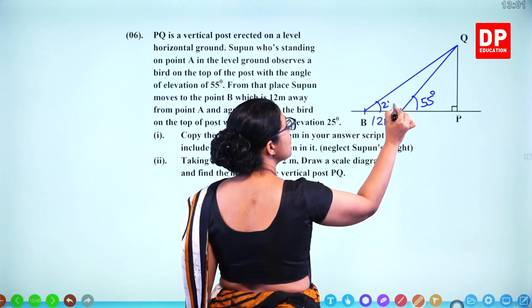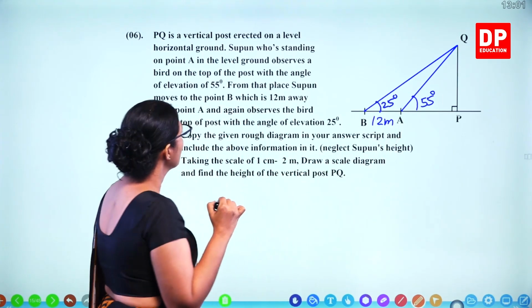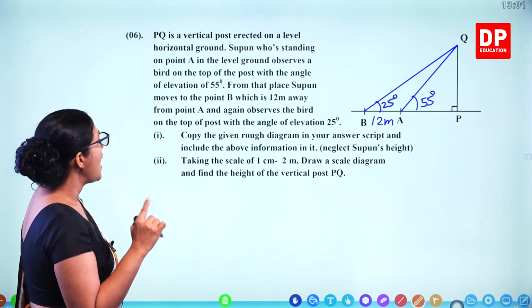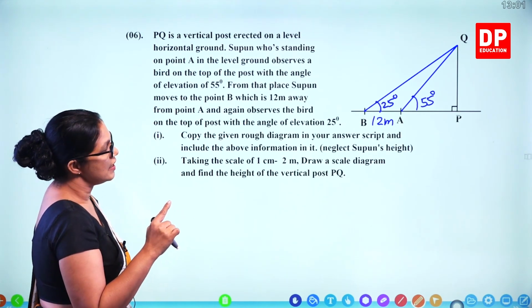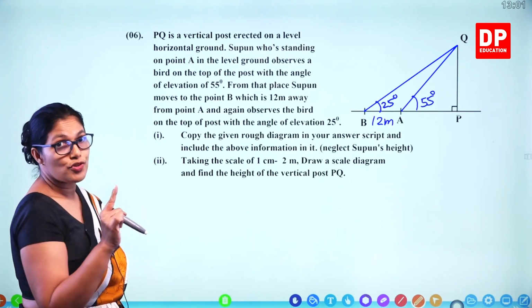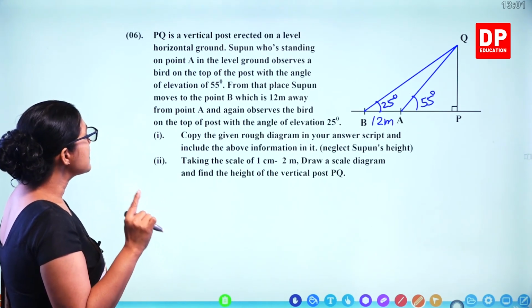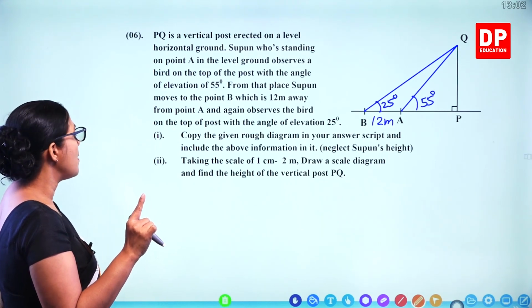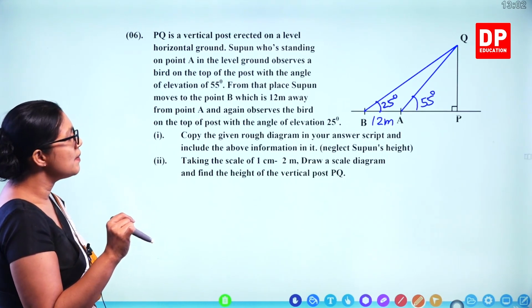This angle is 25 given now. Copy the given rough diagram in your answer script and include the above information in it. Neglect Supun's height. Taking the scale of 1 centimeter is 2 meters, draw the scale diagram and find the height of the vertical post PQ.